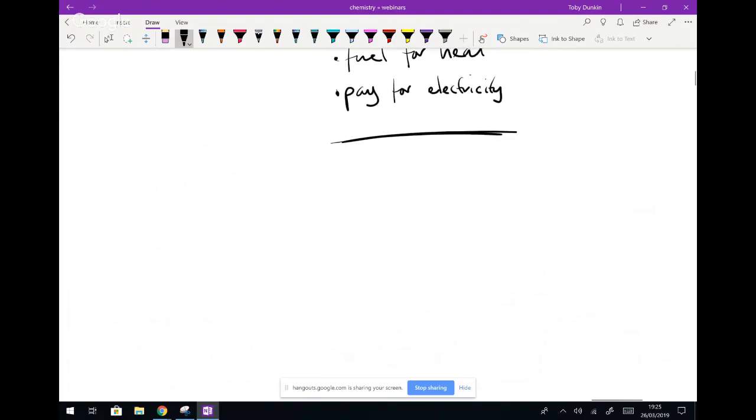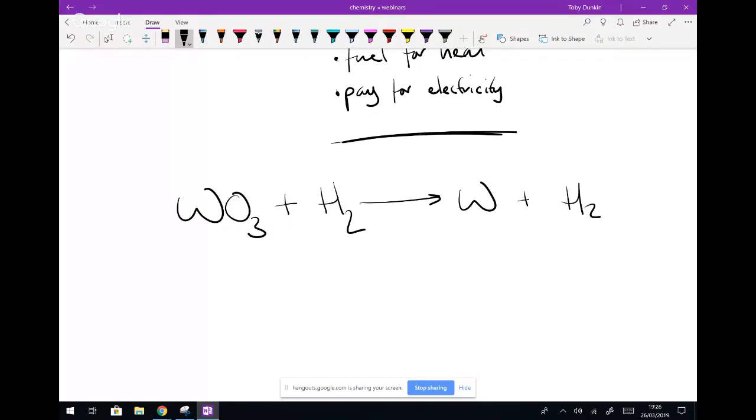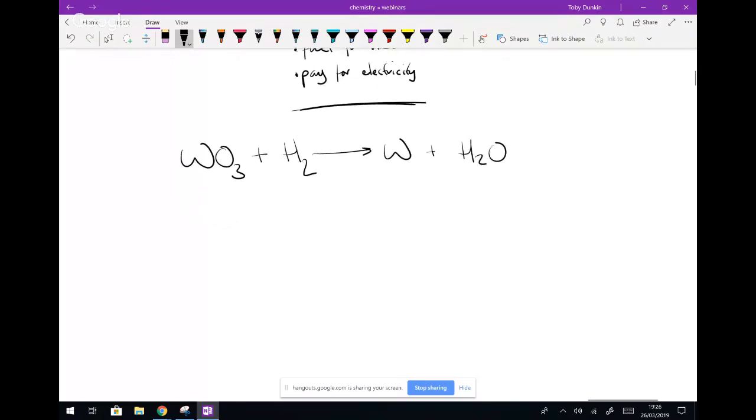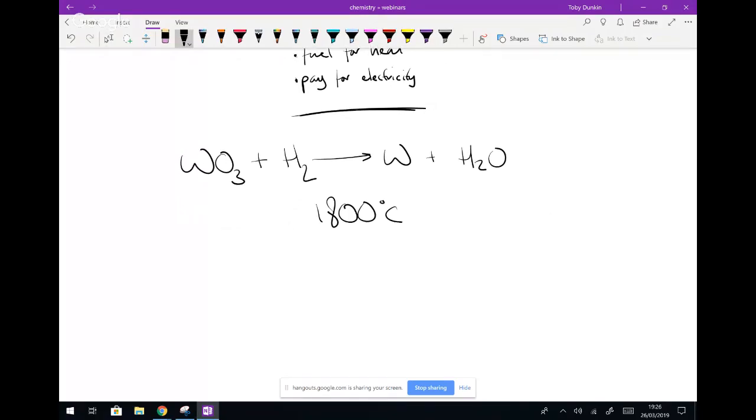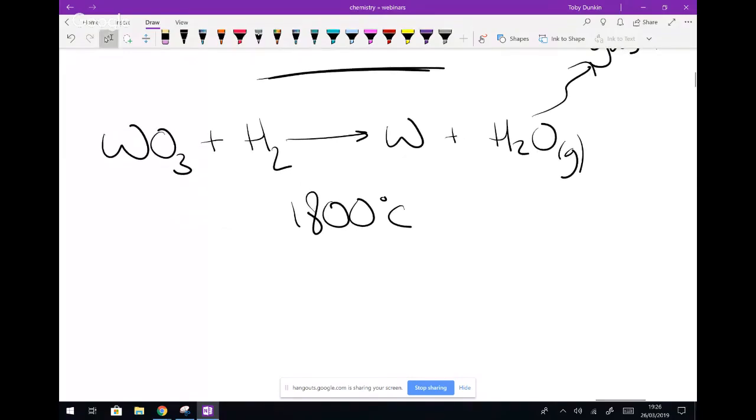Let's just look at one other metal extraction. This is tungsten. Tungsten is extracted using hydrogen gas. Its reactivity is incredibly low, and it's done at just under 1800 degrees Celsius. Now, this produces exceptionally pure tungsten, and the reason is because the water, at this temperature, leaves as a gas. Same reason as before. I can't not balance it. It's really freaking me out.